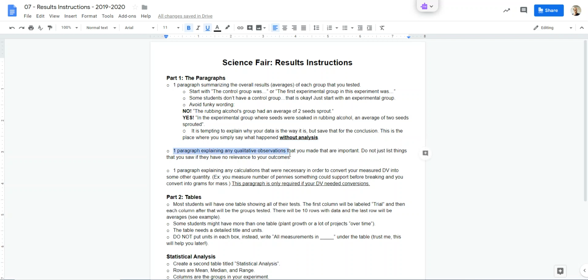Your second paragraph needs to talk about any qualitative observations. So your first one was all about the numbers. The second one is all about the qualitative observations that you made.